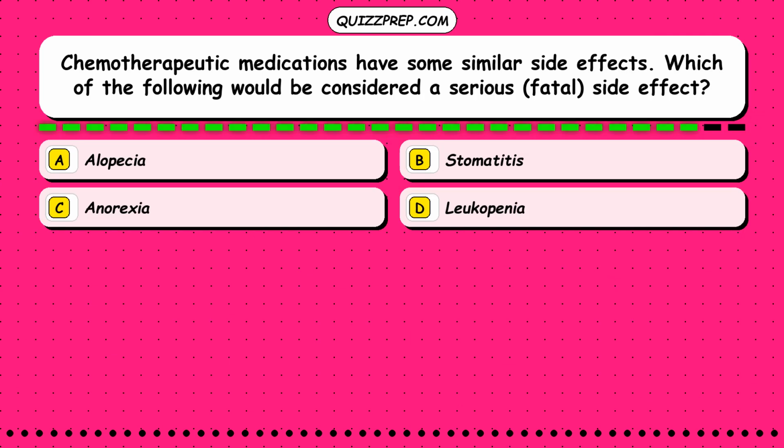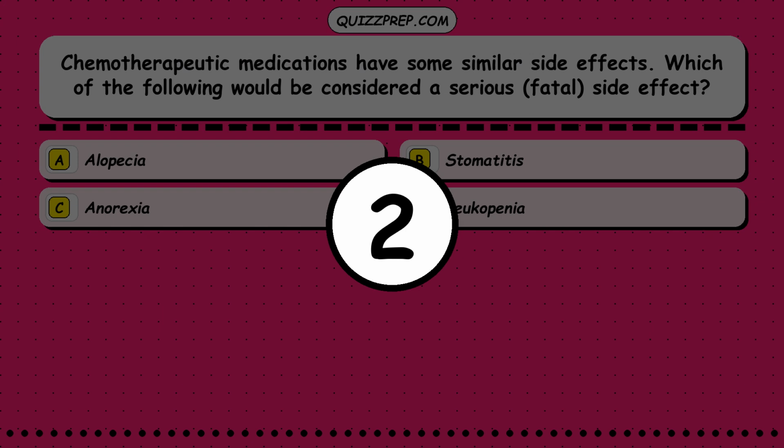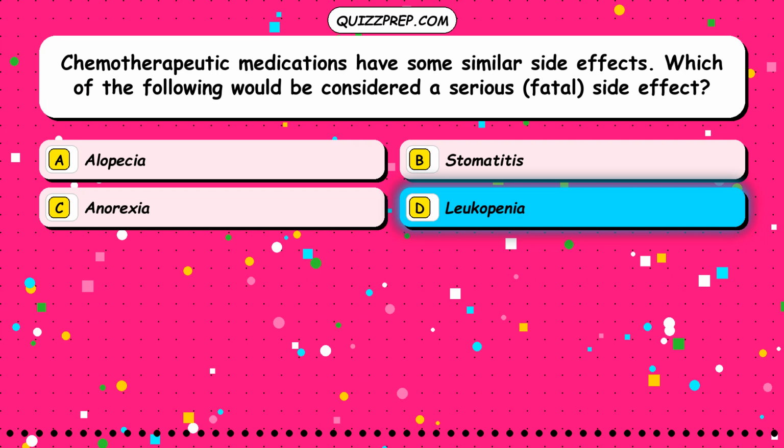Question 190. Chemotherapeutic medications have some similar side effects. Which of the following would be considered a serious, fatal, side effect? Option A, alopecia. Option B, stomatitis. Option C, anorexia. Option D, leukopenia. The correct answer is option D, leukopenia.